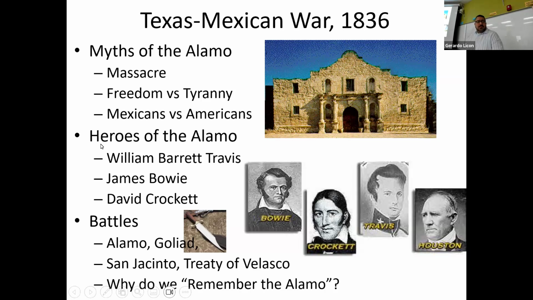Then we get to the myths with regard to the heroes of the Alamo. William Barrett Travis. Travis was the person defending the Alamo who was in charge of the people who had military training. And so they would have called them the regulars. They're the people that have military training.